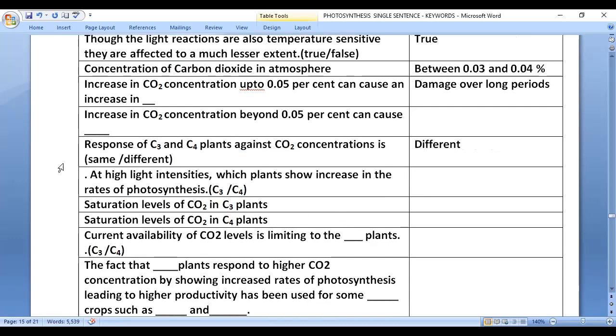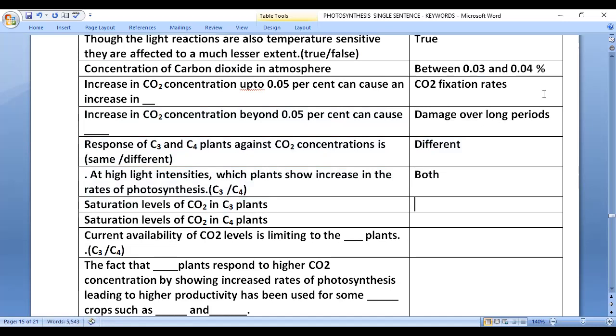Okay, here we have one more question. An increase in carbon dioxide concentration up to 0.05% can cause an increase in carbon dioxide fixation rates, but beyond 0.05% it causes damage over long periods. The response of C3 and C4 plants to carbon dioxide concentration is different. At high light intensities, which plants show an increase in the rate of photosynthesis?